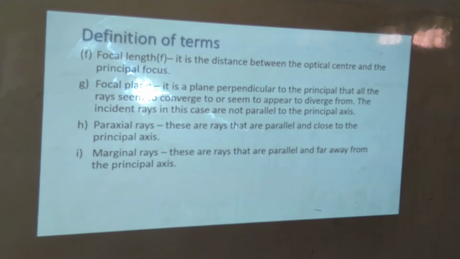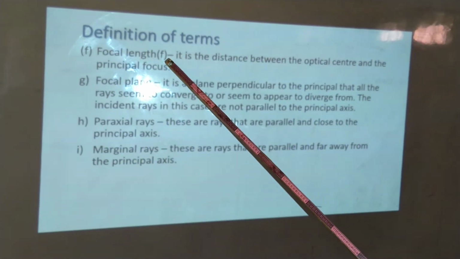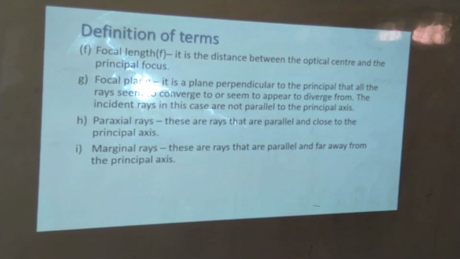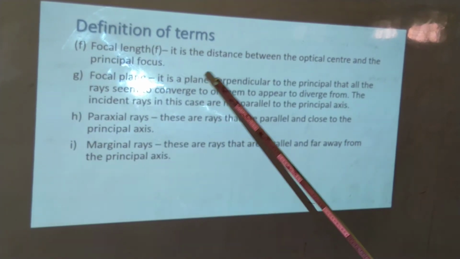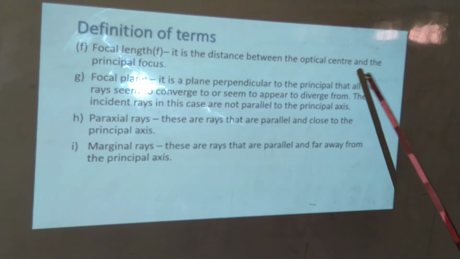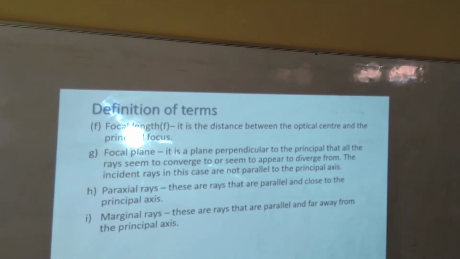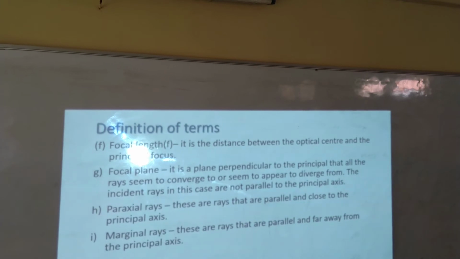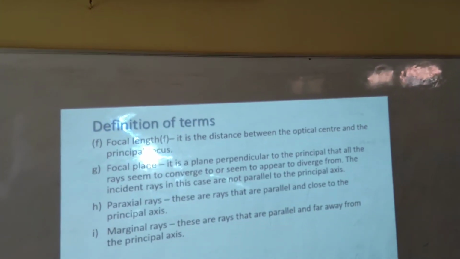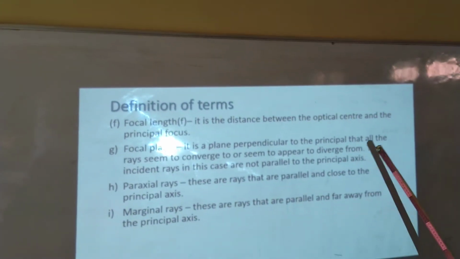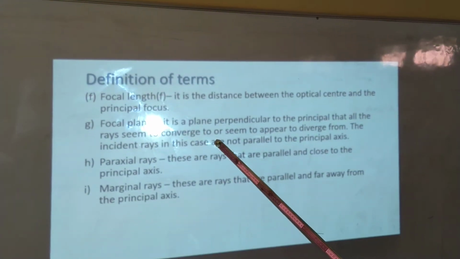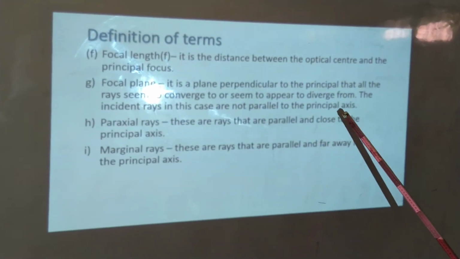Focal length. The symbol of focal length is the small f. Don't confuse it with the principal focus. It is the distance between the optical center and the principal focus. Focal plane is the plane perpendicular to the principal axis that all the rays seem to converge to or seem to appear to diverge from.